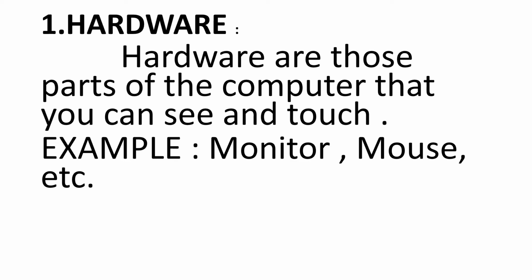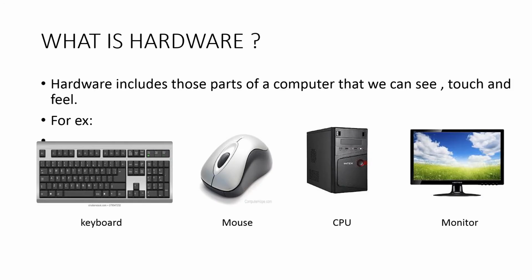Okay, for example, keyboard and mouse are parts that you can see and touch, and therefore they are referred to as hardware. As I have just said, hardware includes those parts of the computer that we can see, touch and feel. For example, keyboard, mouse, CPU, monitor. These are all parts that we can see, touch and feel, and therefore they are referred to as hardware.